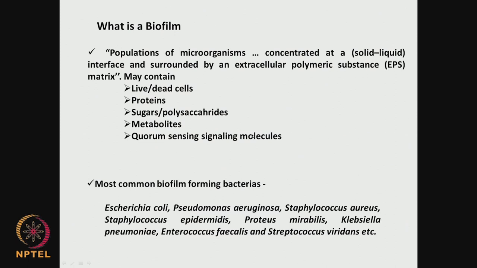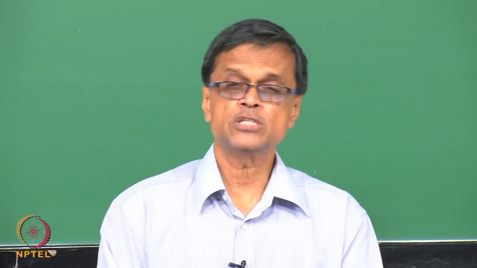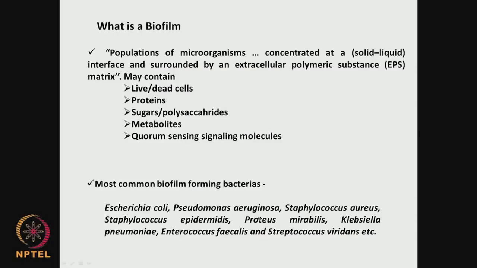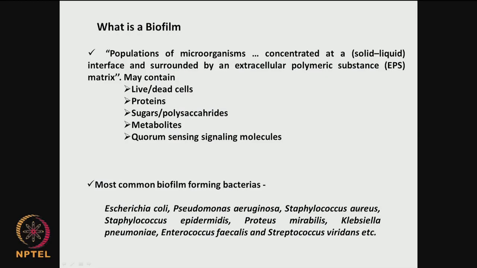Most gram-positive and gram-negative bacteria form biofilms in various parts of implants. It could be a dental implant, a cardiovascular stent, a ureteral stent, or an orthopedic material and so on. E. coli, Pseudomonas, Staphylococcus aureus, Staphylococcus epidermidis, Proteus mirabilis, Klebsiella, Enterococcus, Streptococcus. So many different types of organisms can form a biofilm.